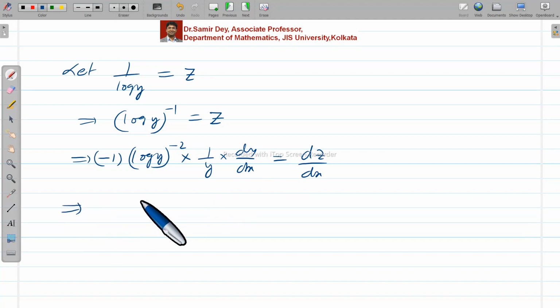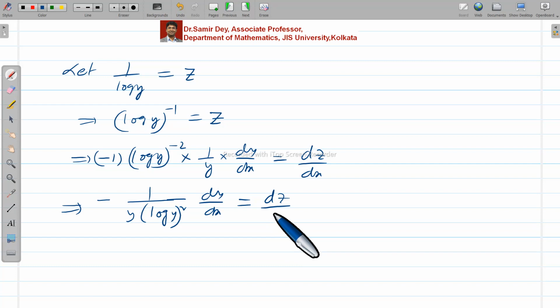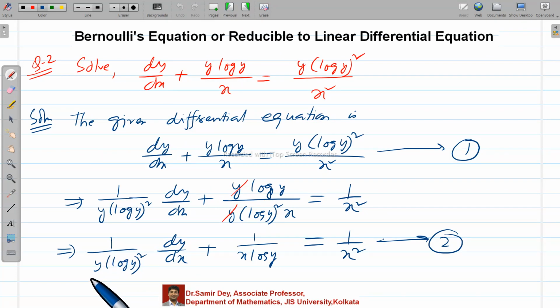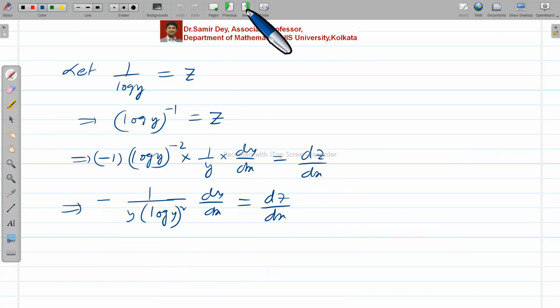So if you simplify, it is minus 1 by y (log y) whole square into dy by dx is equal to dz by dx. Please check. I have already informed that when you differentiate your assumption part, you will get the first term of the last equation. Just check, 1 by y (log y) whole square dy dx is available with you. It is the indication that your calculation is absolutely correct. Now you substitute all in equation number 2.